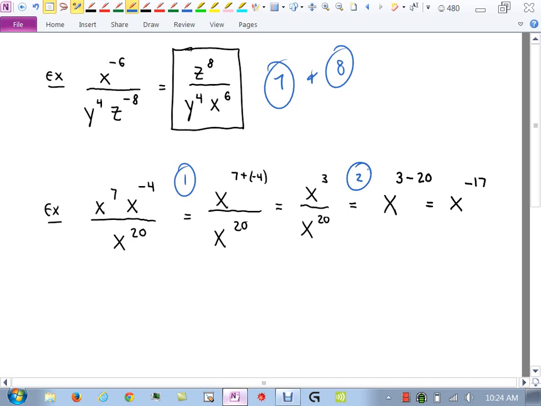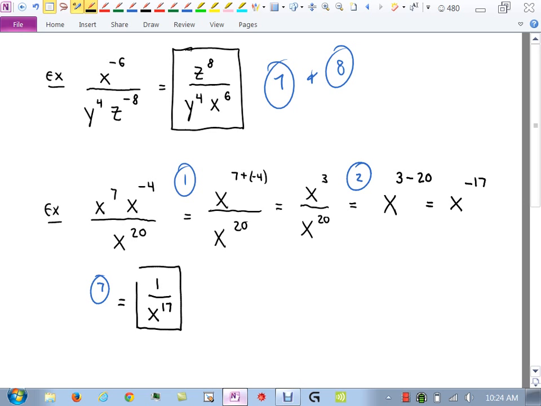Can I box that? No, because it's a negative power. So I need to rewrite it with a positive power. So I use property 7 to do that. Property 7 makes me write it as 1 over x to the 17. Now I can box it.